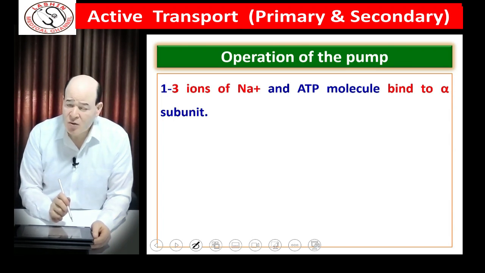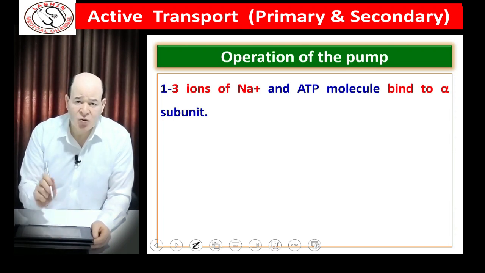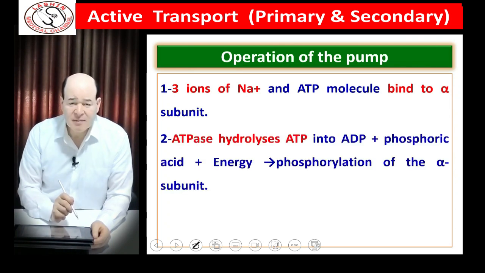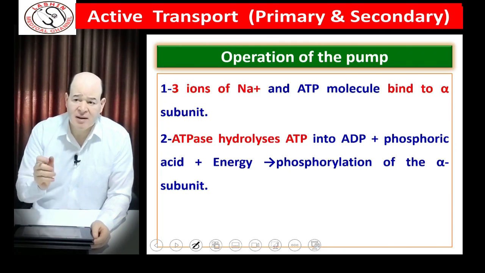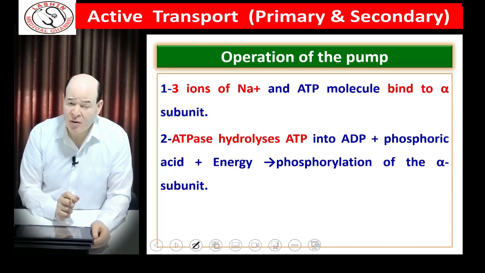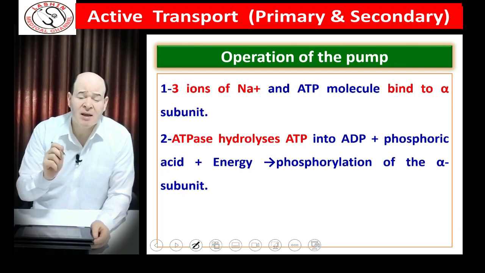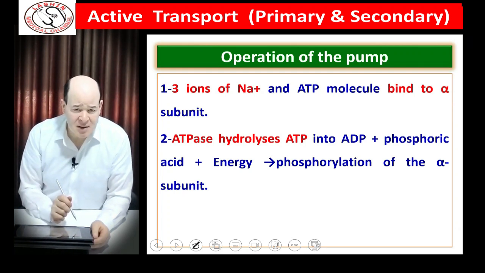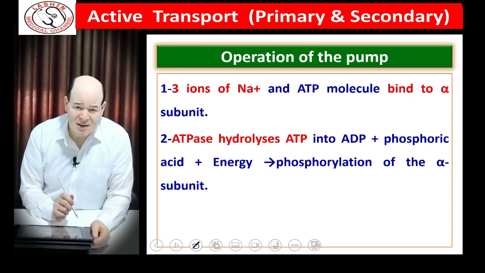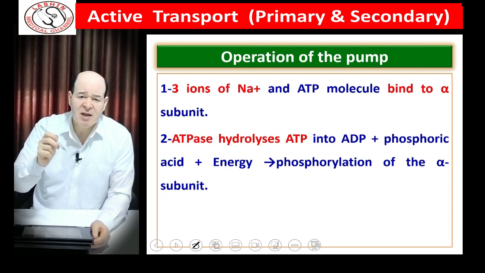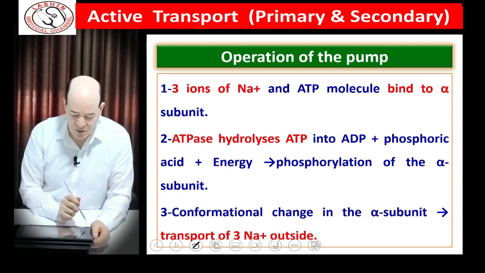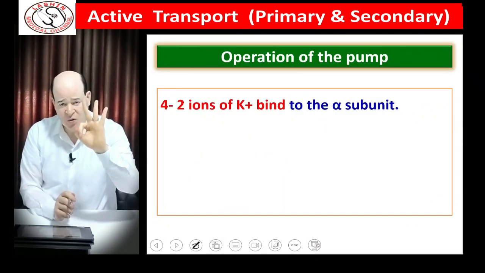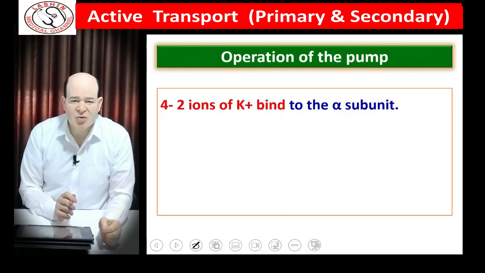First, the 3 sodium bind to their sites towards the inside of the cell. Then, following this step, the ATPase becomes activated and it picks up a molecule of ATP and converts it into ADP, and it phosphorylates the alpha subunit. Once the alpha subunit is phosphorylated, it is now activated and there is a change in the shape of the pump, causing a release of the 3 sodium outside the cell. These first 3 steps belong to sodium ion.